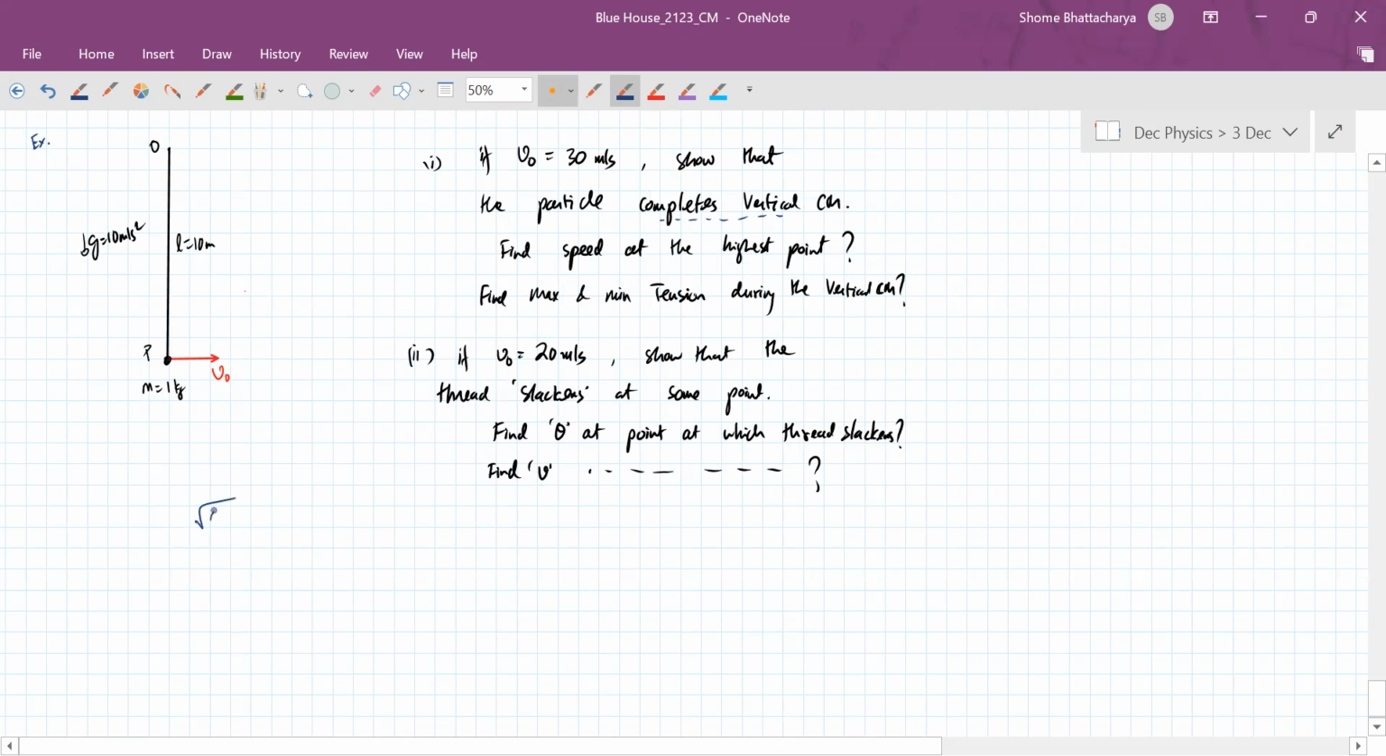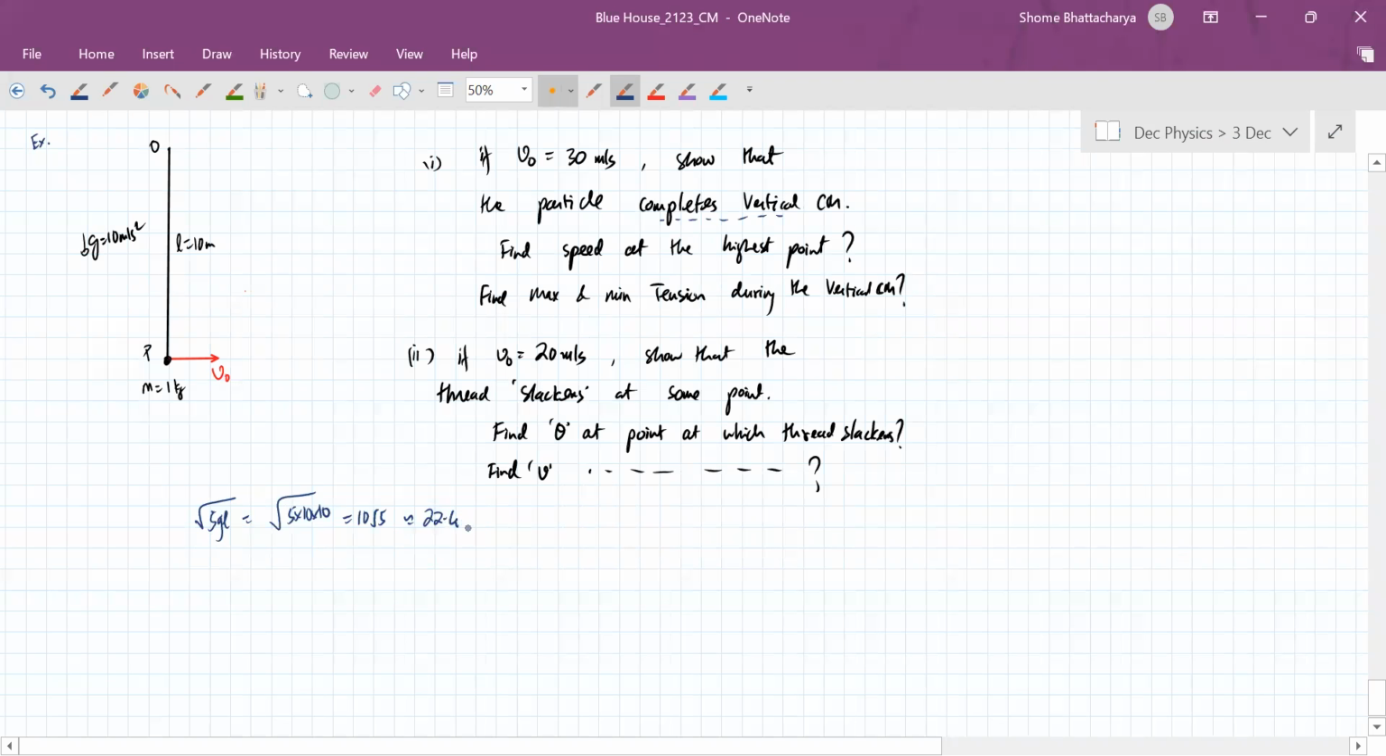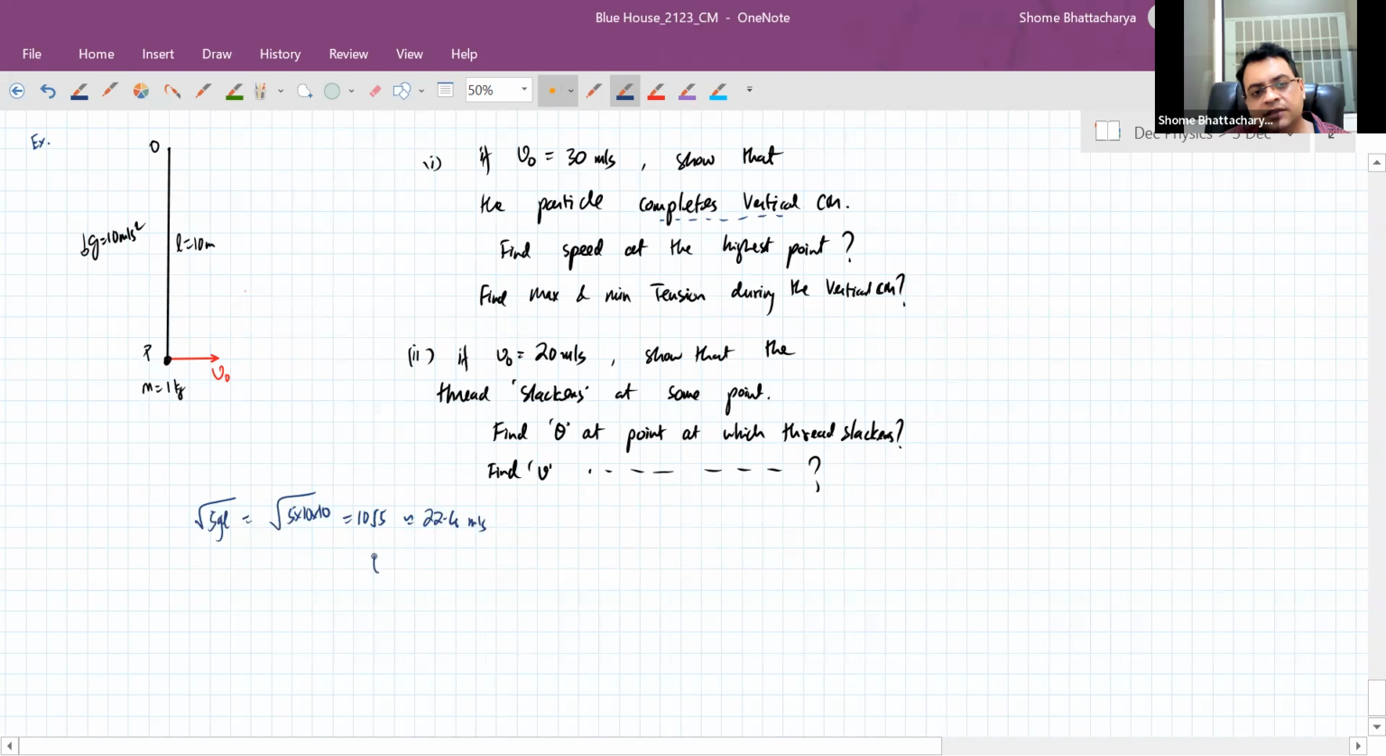So root 5 GL here will be how much? It will be root of 5 into 10 into 10, so 10 root 5. That will be around 22 point something, 22.4 or so. So definitely you can see that V naught equal to 30 meters per second is greater than root 5 GL. So it has to complete vertical circular motion.